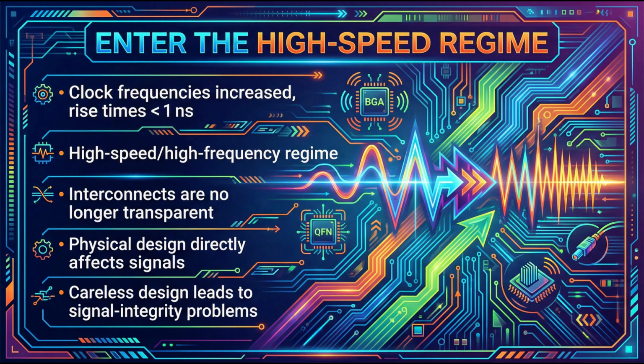Enter the high-speed regime. As clock frequencies increased and rise times dropped below about 1 nanosecond, this situation changed. In this high-speed or high-frequency regime, interconnects are no longer transparent. The physical design of traces, vias, planes, and packages directly affects signal behavior. If we're not careful, signal integrity problems will appear.